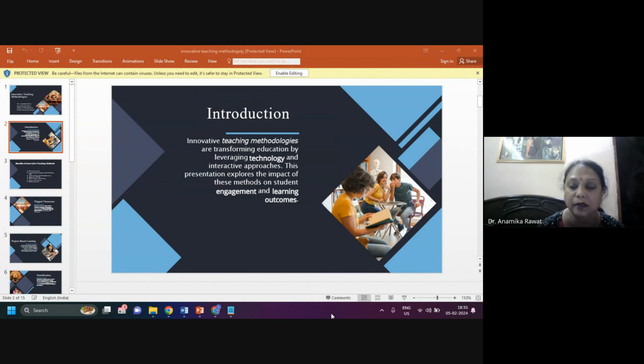In methodology, in the past, every faculty prepared their lecture and delivered it in the class. But in today's scenario, if you want to attract students and get their attention, there is a question mark. How can we attract them? With the help of innovative teaching methodologies, we can attract them. What is the meaning of innovative teaching methodologies in today's scenario?